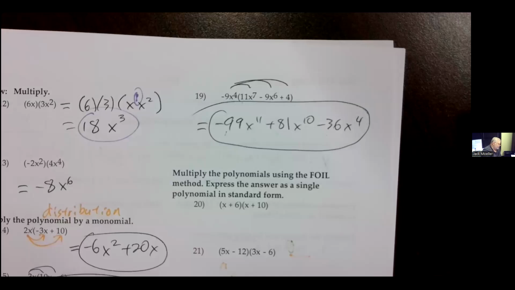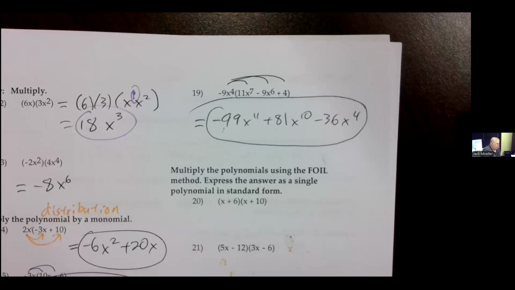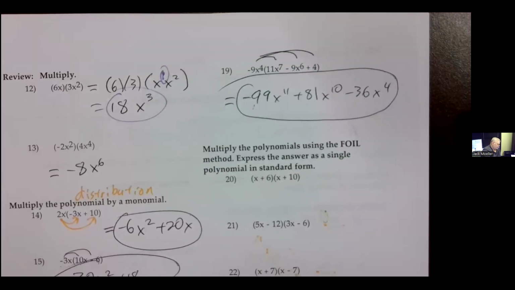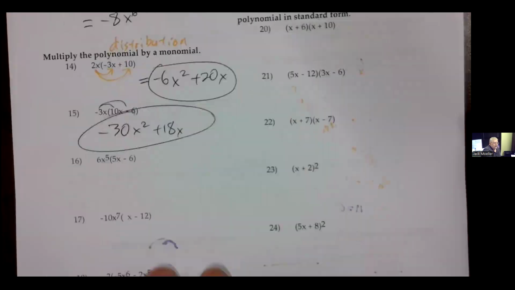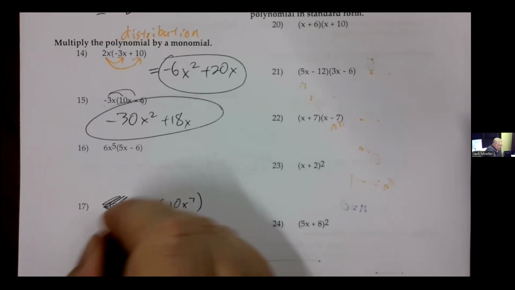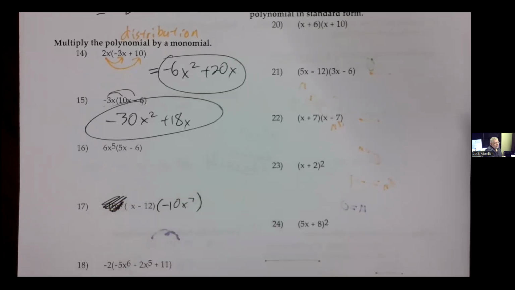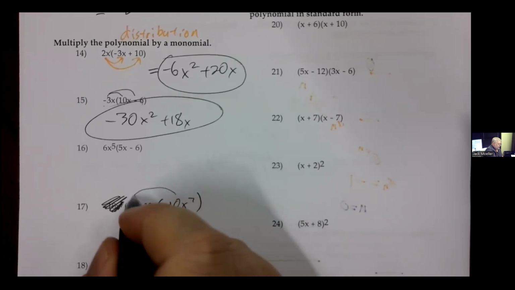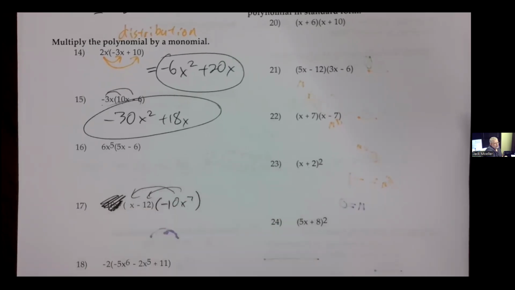So that is basic distribution. That is a monomial times a polynomial. By the way, it doesn't matter which side the monomial is on. Like for example, if you look at number 17, I could easily put that minus 10x to the 7th after that x minus 12. That's still a distribution problem. I'm still doing the minus 10x to the 7th times both of those. It just made it look different because what we're distributing is on the right side instead of the left side. That does not make a difference whatsoever because 3 times 2 is equal to 2 times 3. Order does not matter when you're multiplying. Okay.